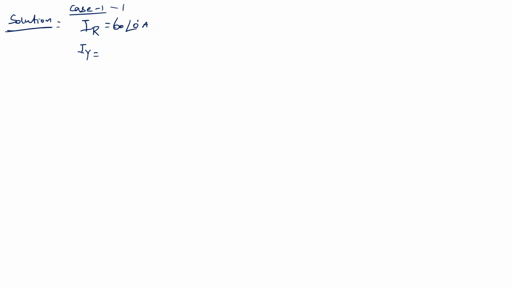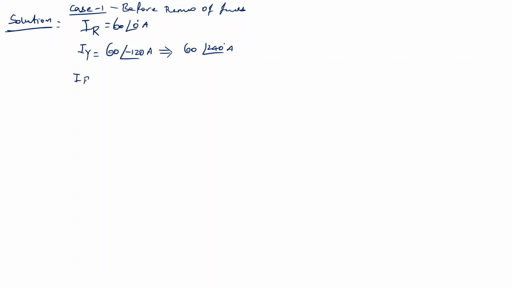Case 1 means before removal of fuse. So Y also having current. Before removal of fuse, Y also having current, right? So how much is it? 60 angle, how much angle? 60 angle minus 120, can I put? Or 60 angle plus 240 I can put. 240 degree, both are same.